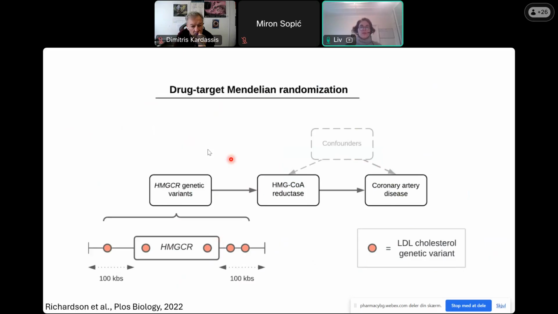So this is just to, again, show you the principle of drug target Mendelian randomization. Here you have HMG-CR, the drug target of statins. When you want to choose variants to use in your drug target Mendelian randomization, you can choose variants that are within the gene or very close to the gene, as is illustrated here. And these variants will affect the HMG coenzyme A reductase, so the protein, and this will affect your risk of coronary artery disease.